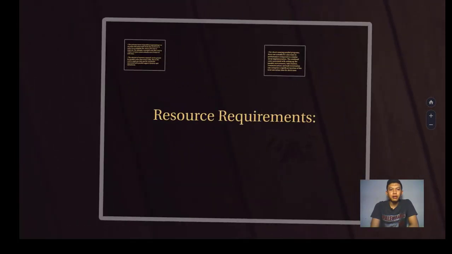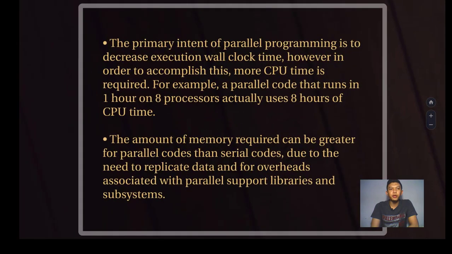And next, resource requirements. In resource requirements, the primary intent of parallel programming is to decrease execution wall clock time. However, in order to accomplish this, more CPU time is required. For example, a parallel code that runs in 1 hour on 8 processors actually uses 8 hours of CPU time. The amount of memory required can be greater for parallel codes than serial codes, due to the need to replicate data and for overheads associated with parallel support libraries and subsystems.